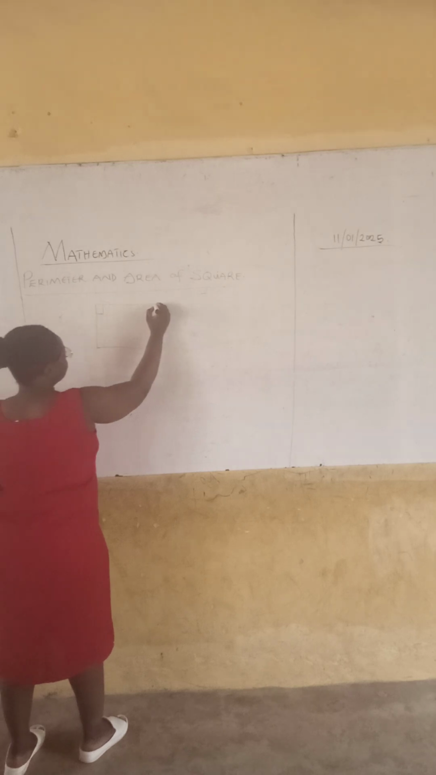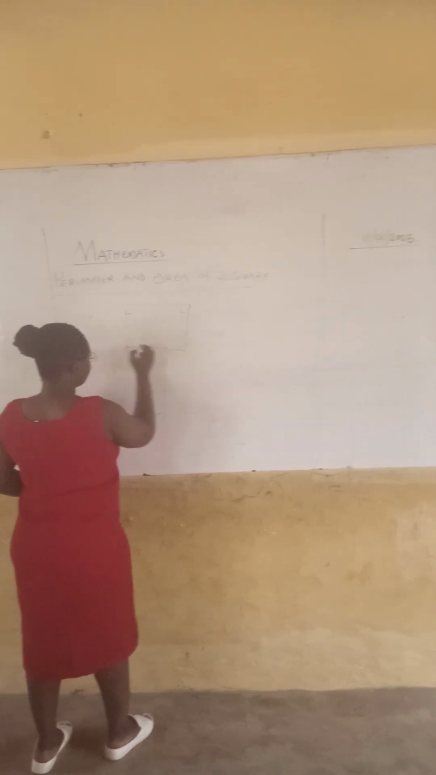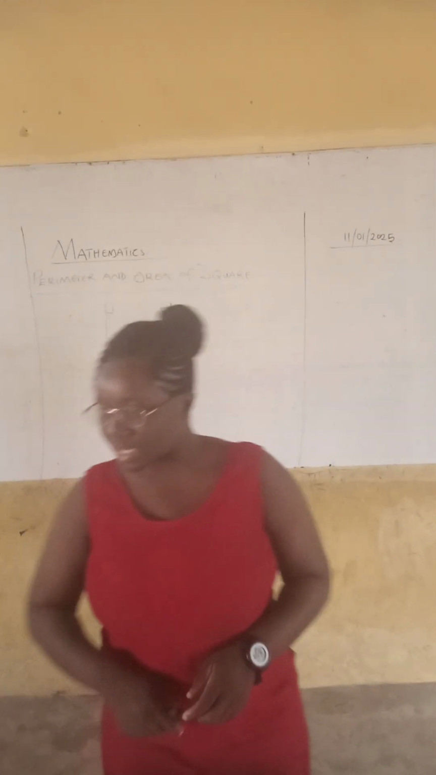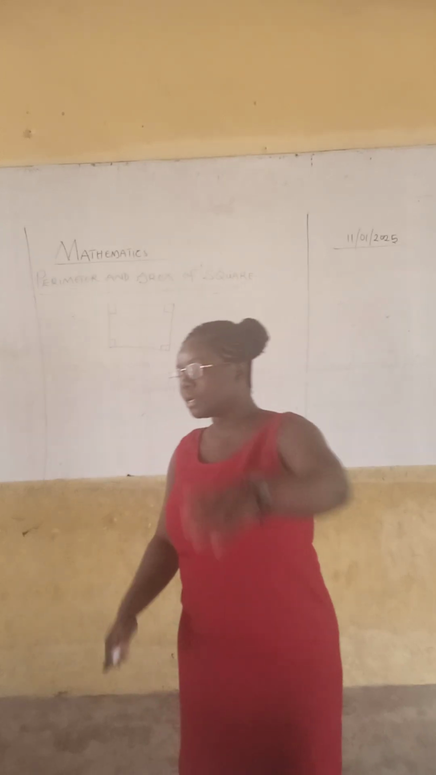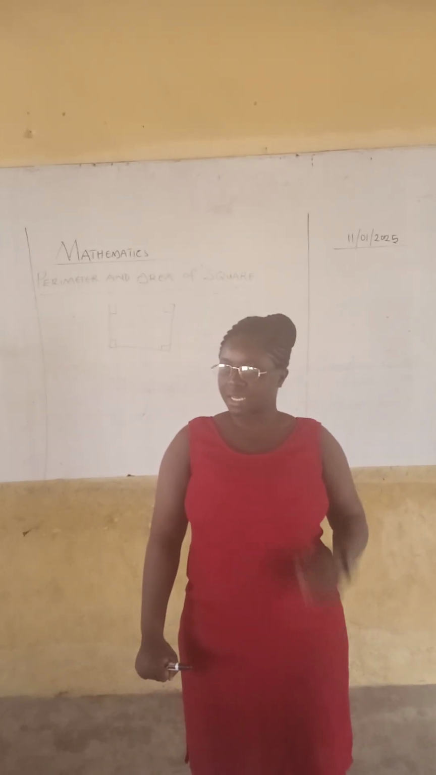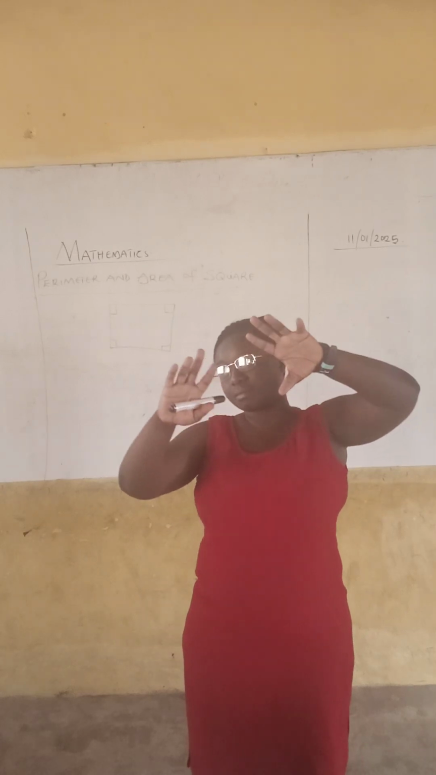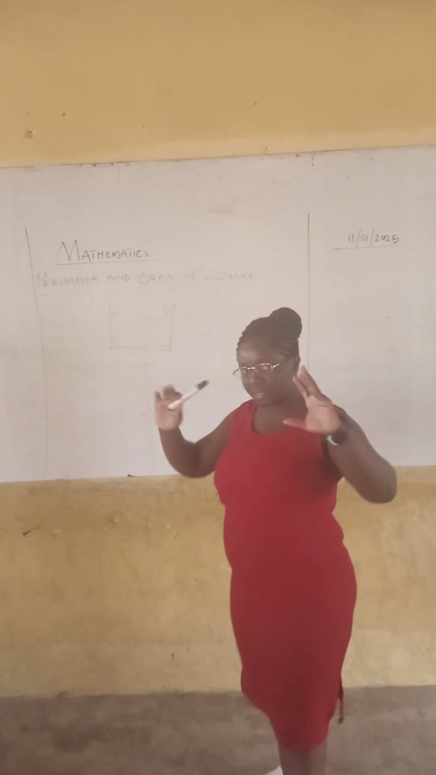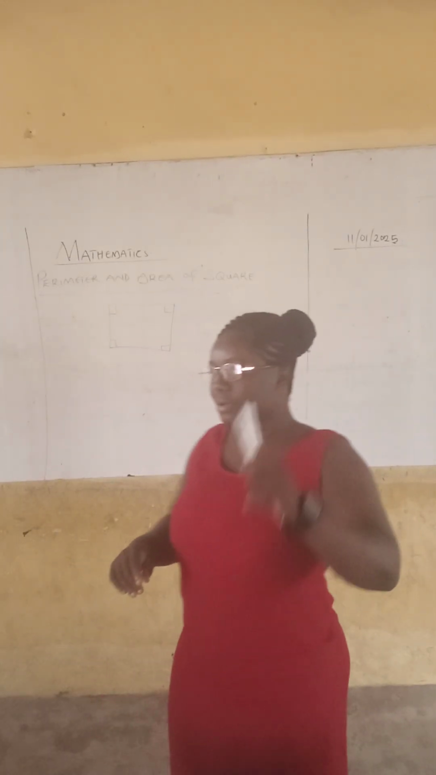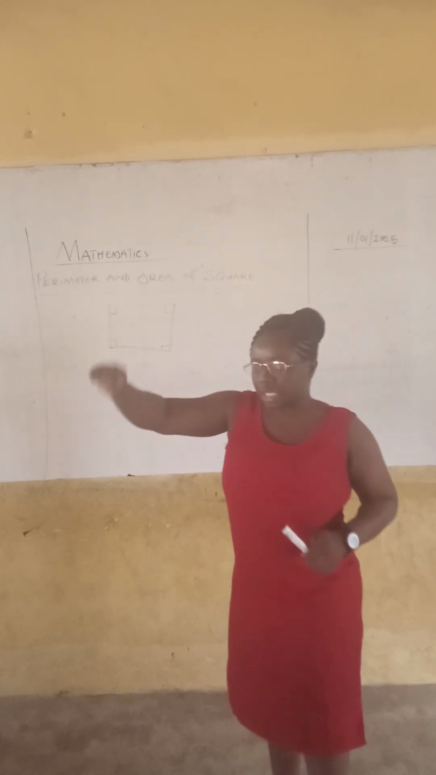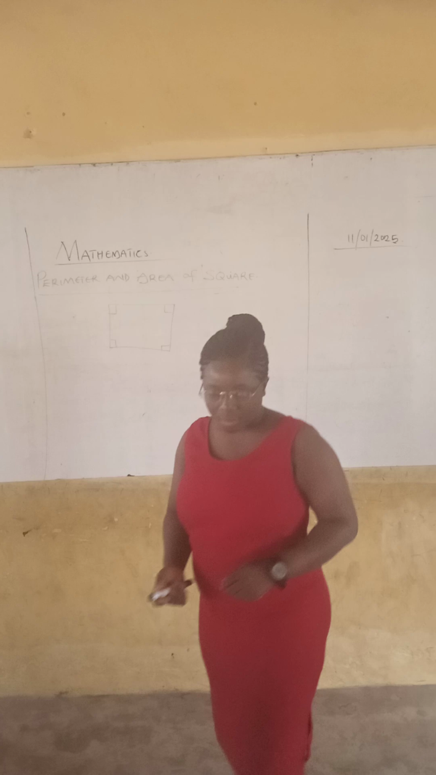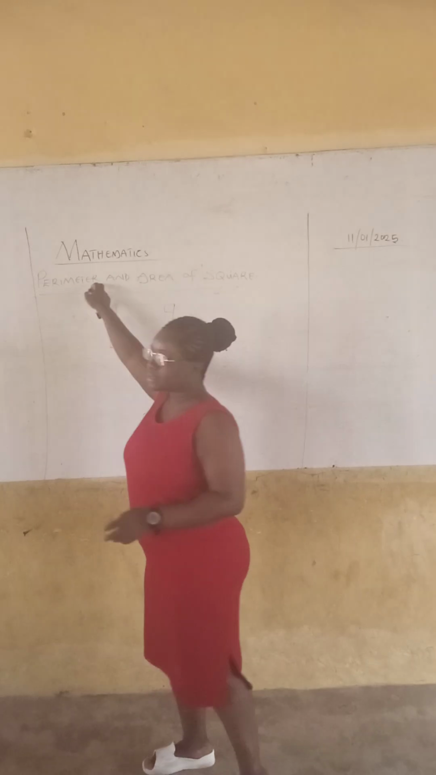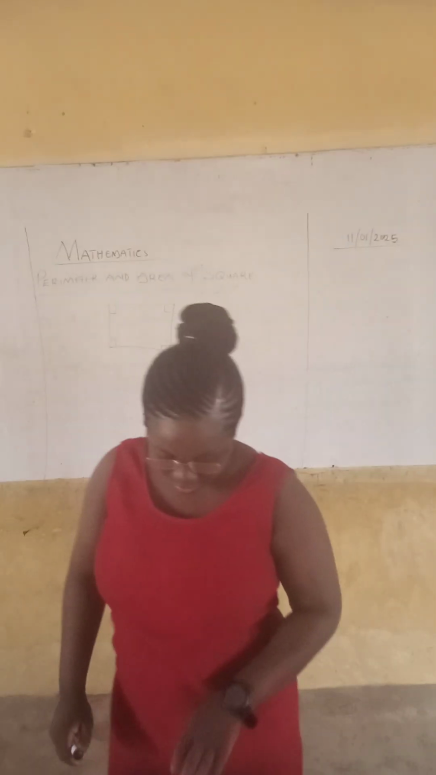So the sides are equal. It can be the same as the rectangle, because the rectangle has a 4-sided figure. So the square also has a 4-sided figure, and it has right angles of 90 degrees. Let's continue. So today we are to know the perimeter and area of a square.